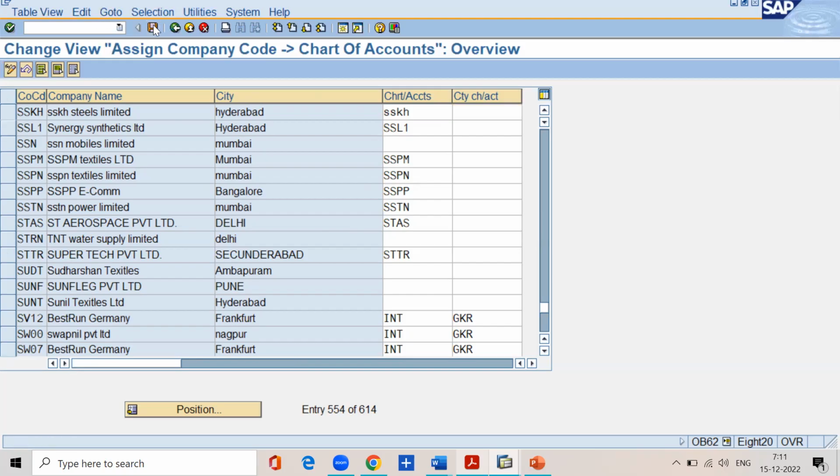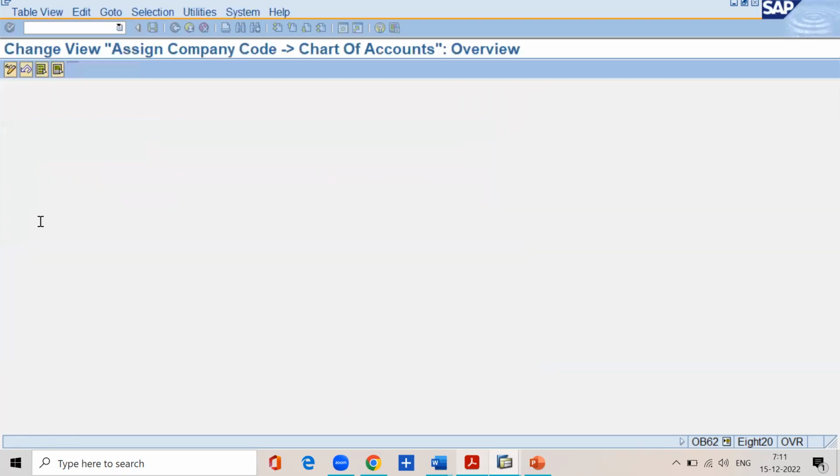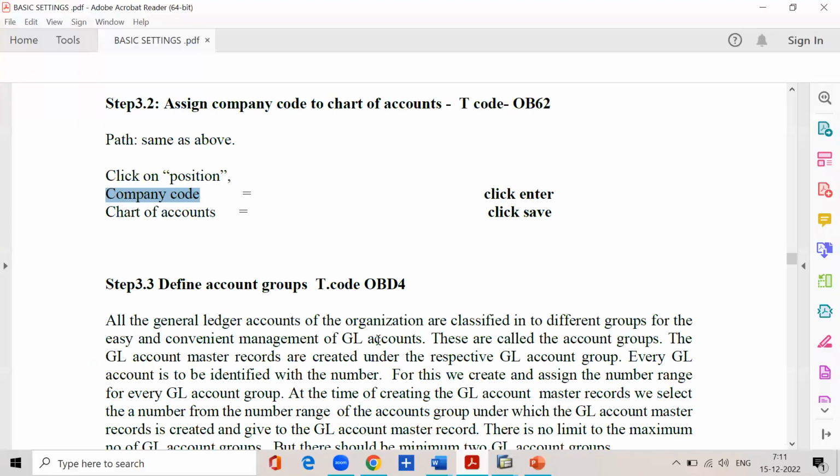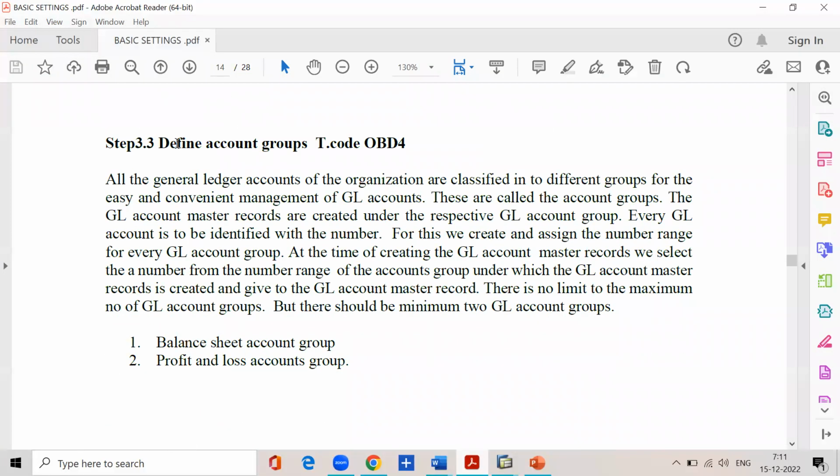So click on save. Then define account groups. This takes nearly more than 45 minutes, right? So this we will see in tomorrow's class.